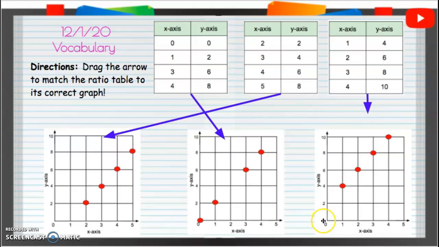1 and 4, over 1 up to that 4, yes. Over 2 up 6, over 2 up to that 6, yes. Over 3 up to 8, over 3 up to 8, yep. Over 4 up 10, over 4 up to 10, yes indeed. So that is going to be straight down below.